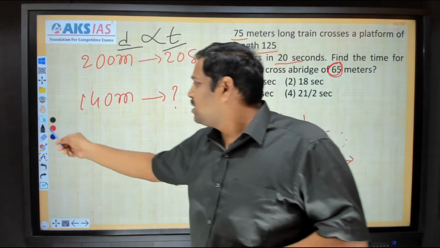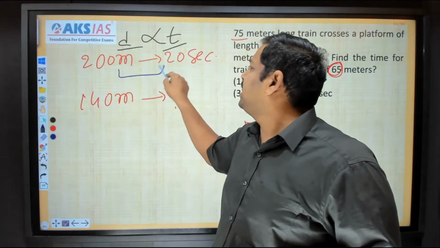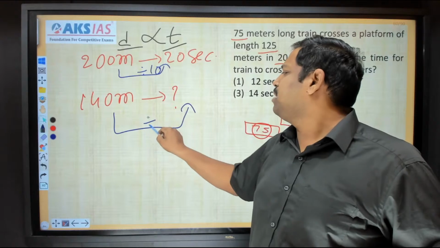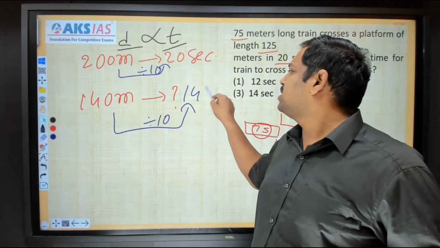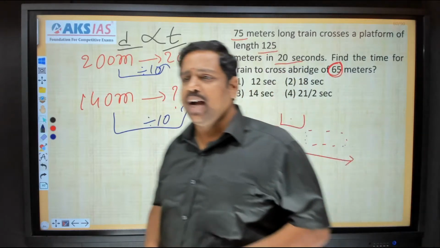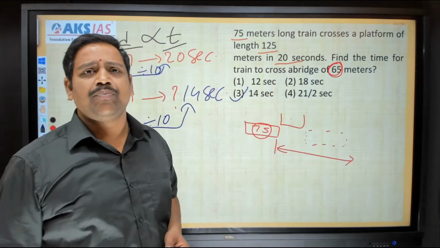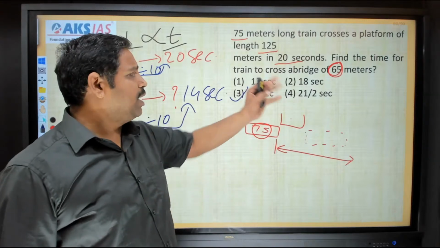Direct proportion means, here to here we have a relation of divide by 10. So the same divide by 10 we should apply here. 140 by 10 means 14 seconds, right? How much time is required? 14 seconds of time is required. 14 seconds means what is the option? Third option is the answer. Hope you understand. Okay. Right. So the next question.